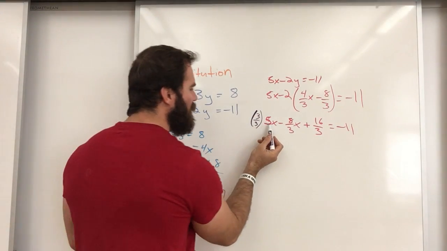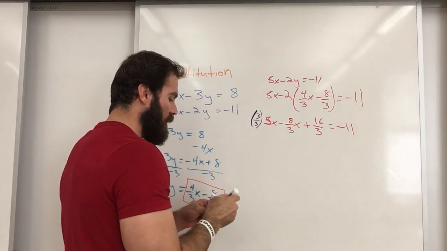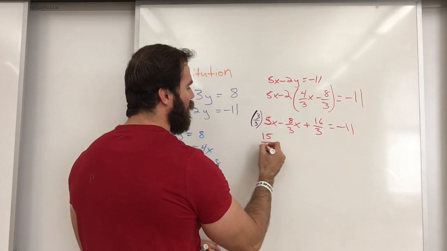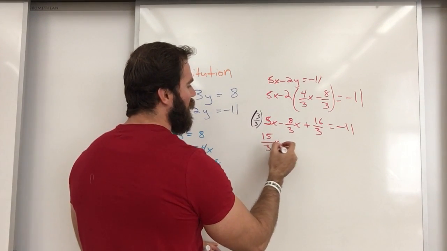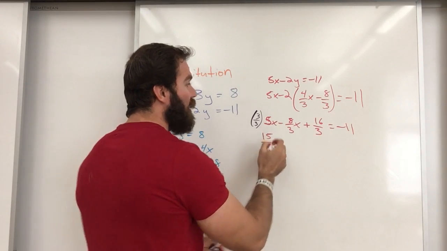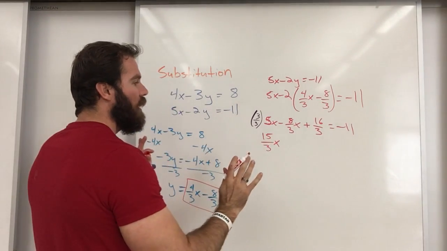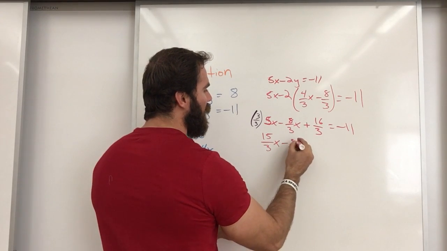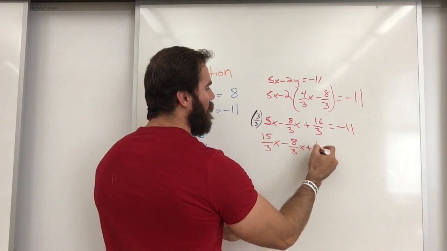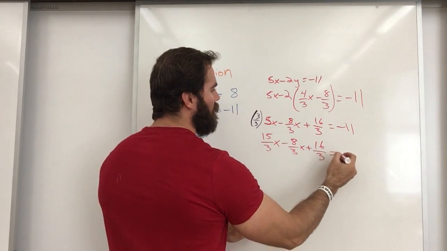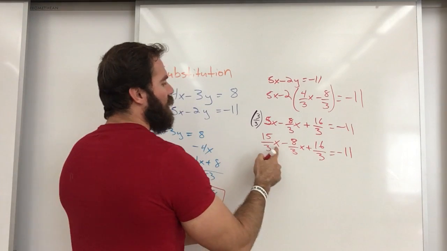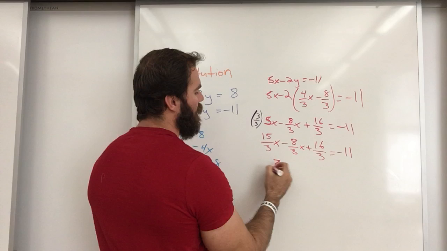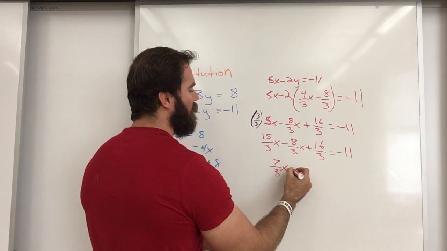So I'm multiplying just this 5x by 3 over 3. This would give me 15 over 3x. 15 over 3x is 5x, so I didn't change anything. I just made it so I can get a common denominator with this 8 over 3x. So 15 over 3x minus 8 over 3x is 7 over 3x.